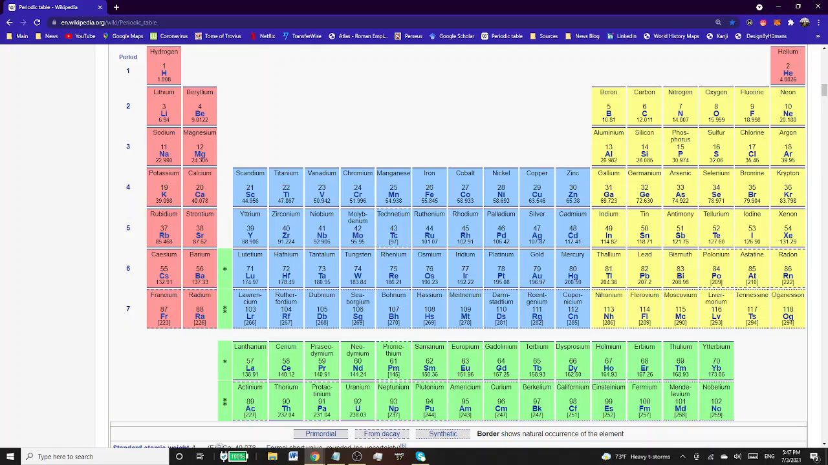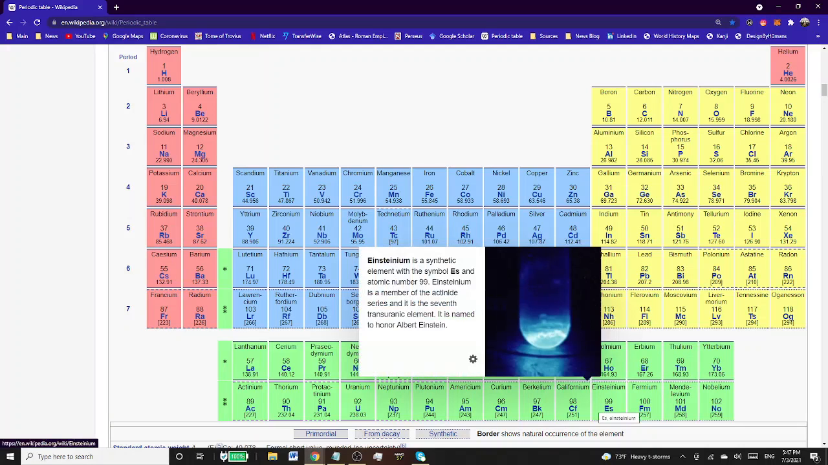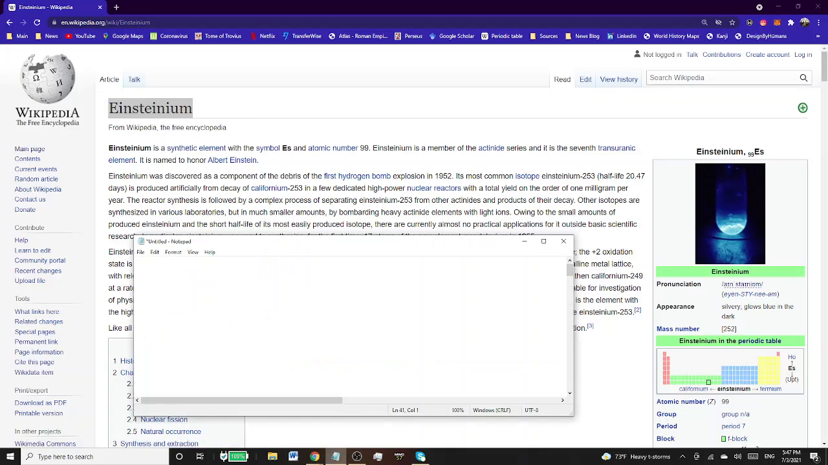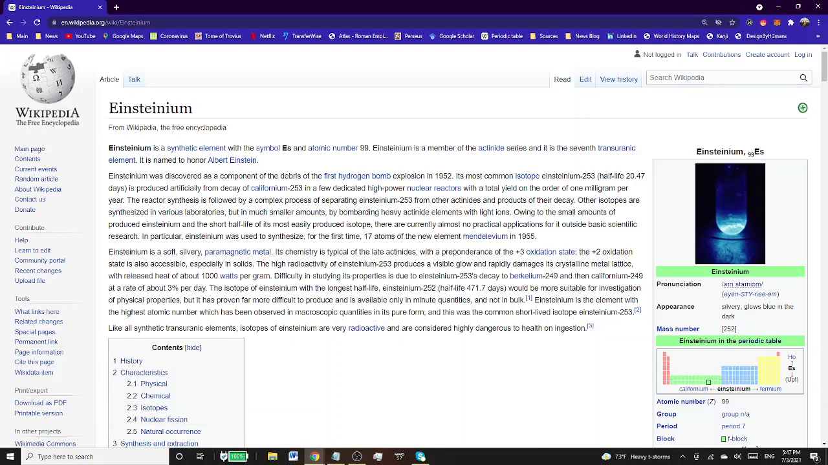What's this? Interesting. Okay, I don't know how much we're going to get out of this one, but here we have Einsteinium. Guess who it's named after? Let's see, Einsteinium. Again, this is a synthetic element.